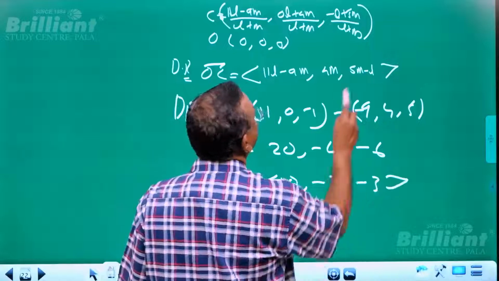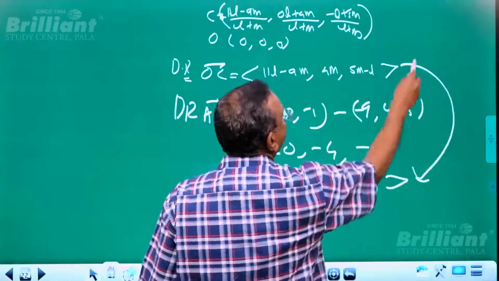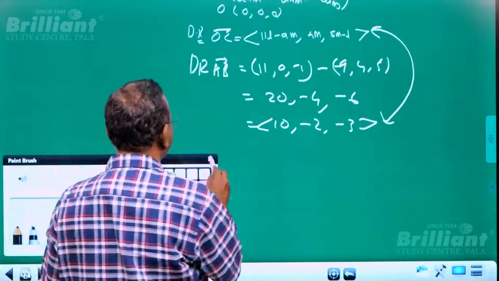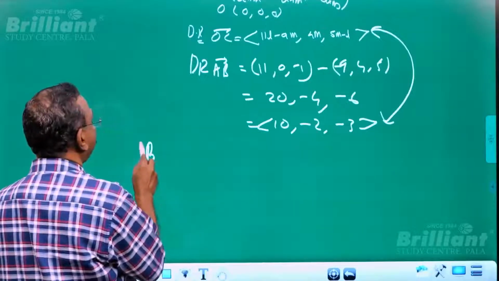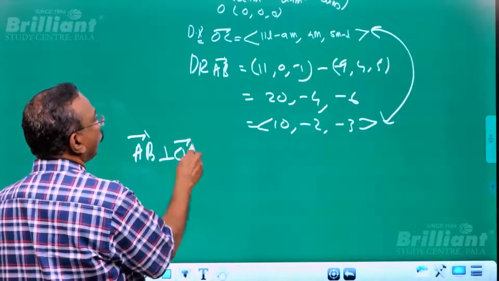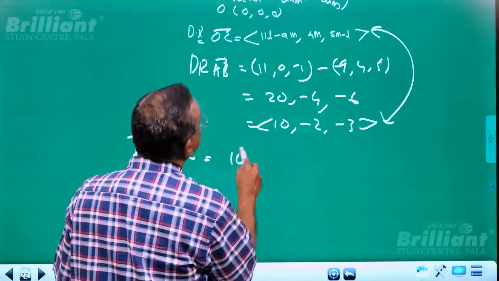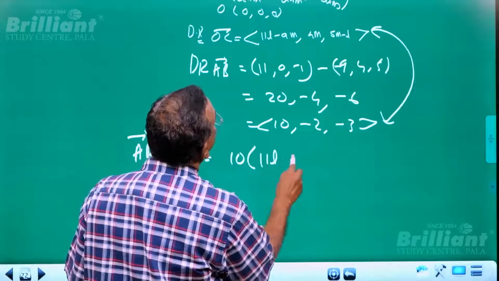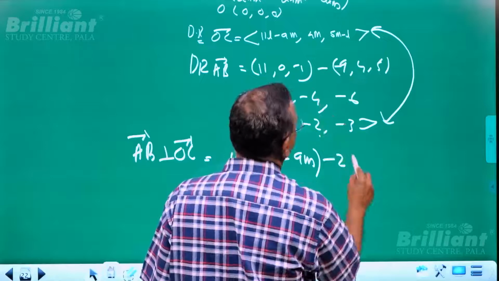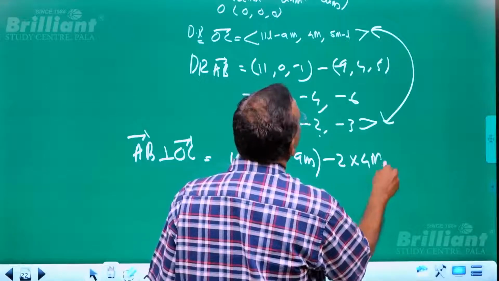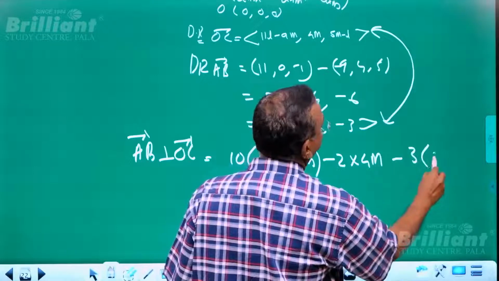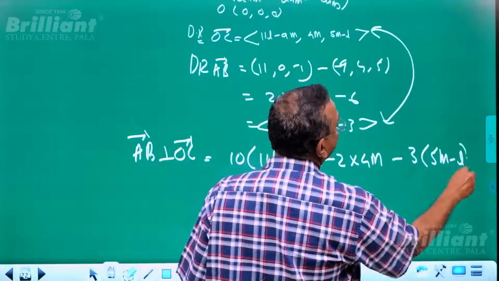Now take the product of these two. That should be 0, and solve for L by M. Look here, therefore, since AB is perpendicular to OC, we can mark 10 into (11L minus 9M), minus 2 into 4M, minus 3 into (5M minus L) is equal to 0.